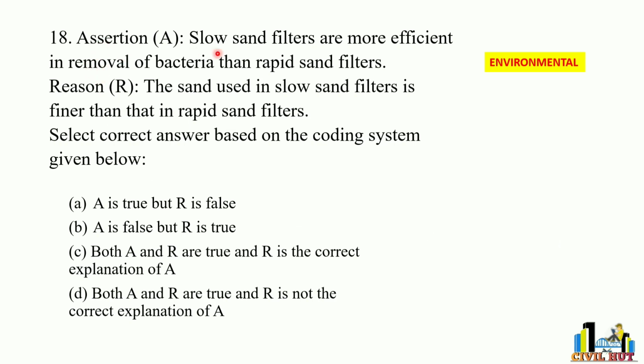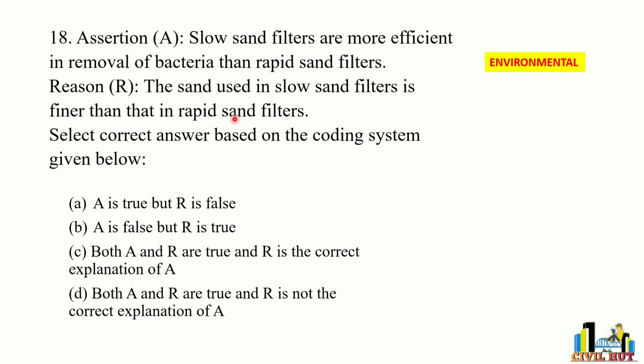Next question is the assertion reasoning. A. Slow sand filters are more efficient in removal of bacteria than rapid sand filters. Yes, slow sand filters give 98% of efficiency removal of bacteria and rapid sand filters give 80 to 90% of efficiency in removing the bacteria. Assertion is correct. Reason: the sand used in slow sand filters is finer than that in rapid sand filters. Yes, slow sand filters sand is finer than the rapid sand filters.